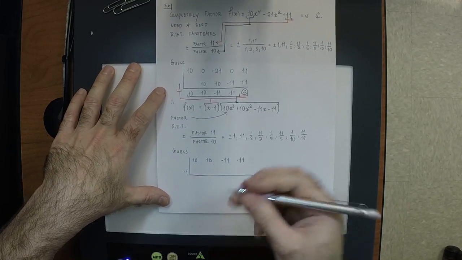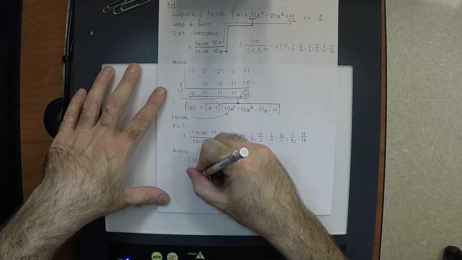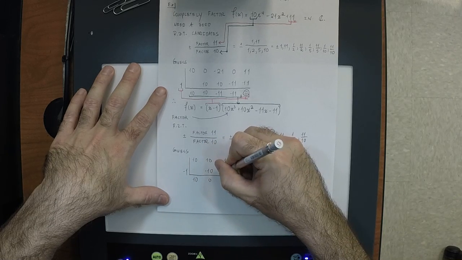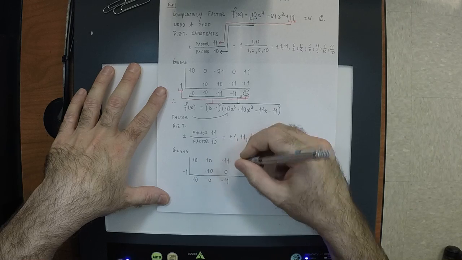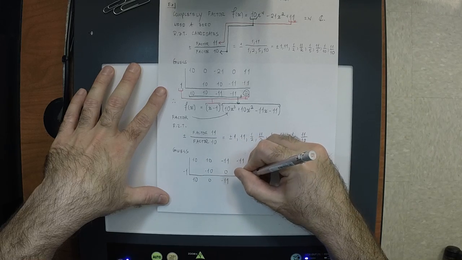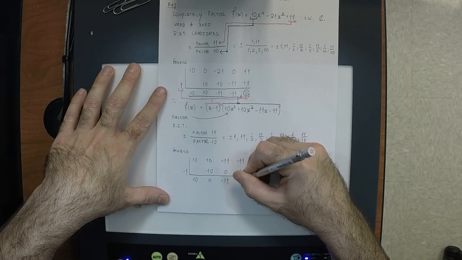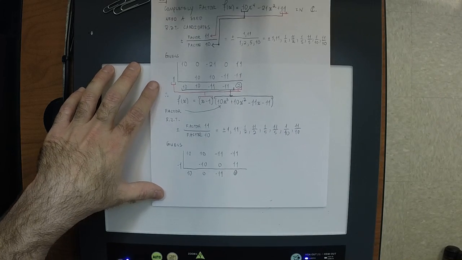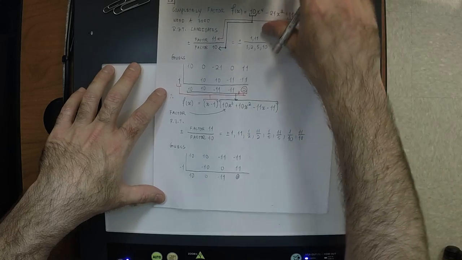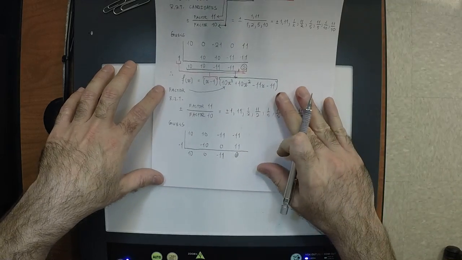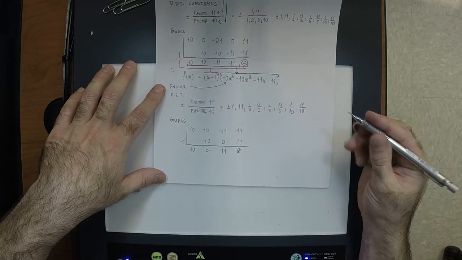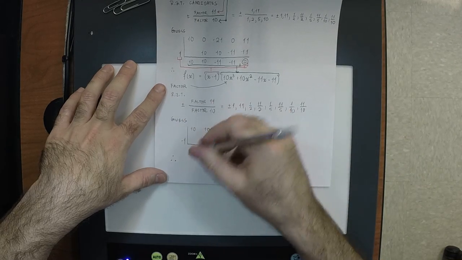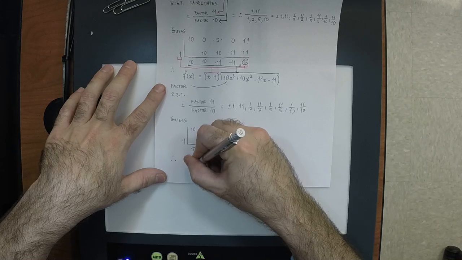Okay, so now I'll try negative 1. So carry down the 10 and then multiply, add, multiply, add, multiply, add. Okay, so that's great, but I do want to point out that you usually don't get so lucky as to guess correctly twice in a row.